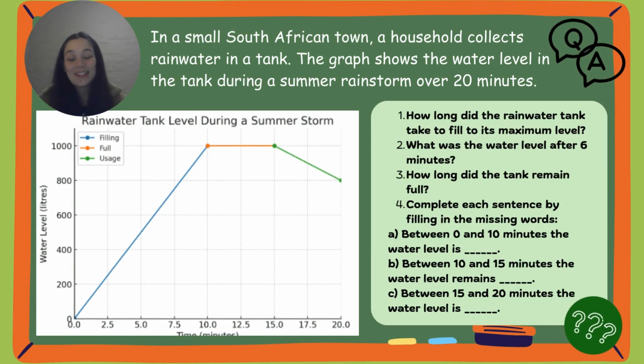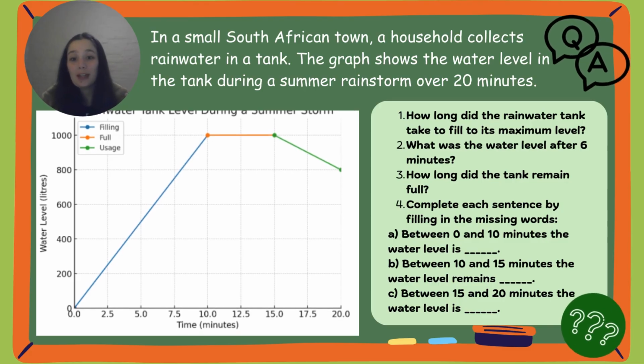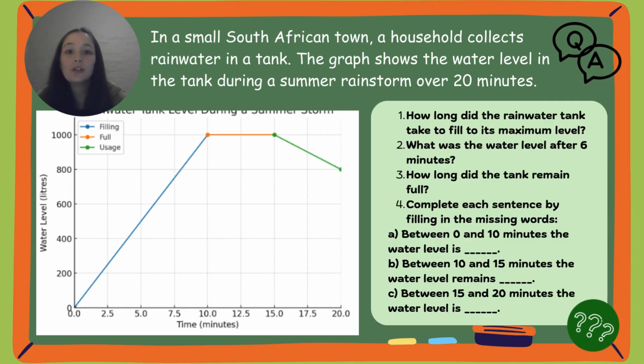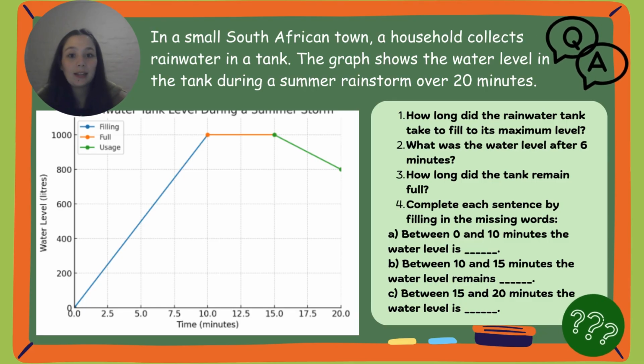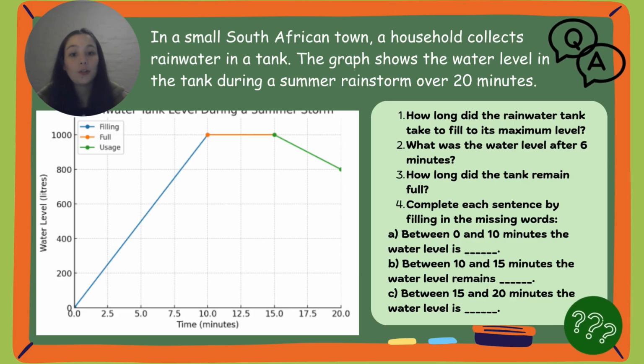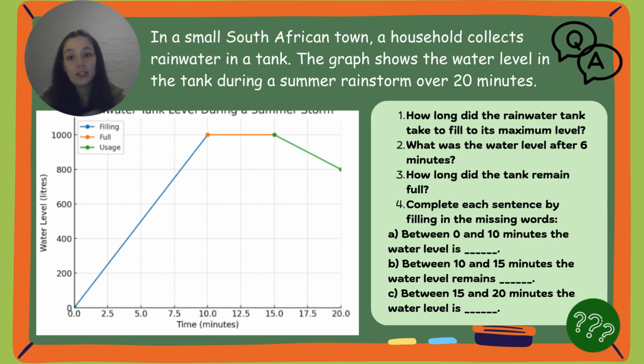Okay, grade 7s, now it's your time to shine. Let's look at an example together. In a small South African town, a household collects rainwater in a tank. The graph below shows the water level in a tank during a summer rainstorm over 20 minutes. Pause this video and answer the questions that are on the screen.